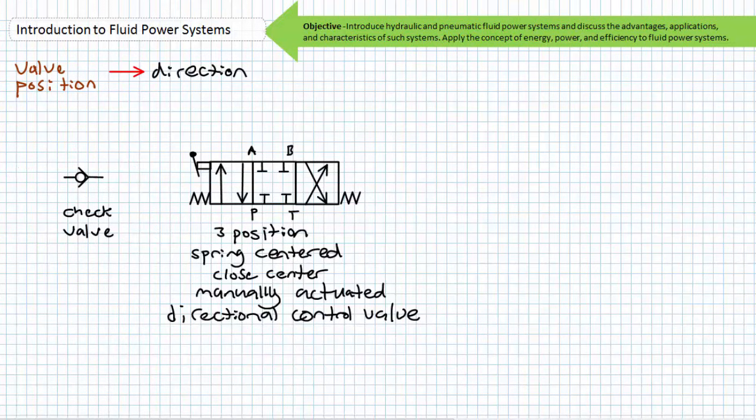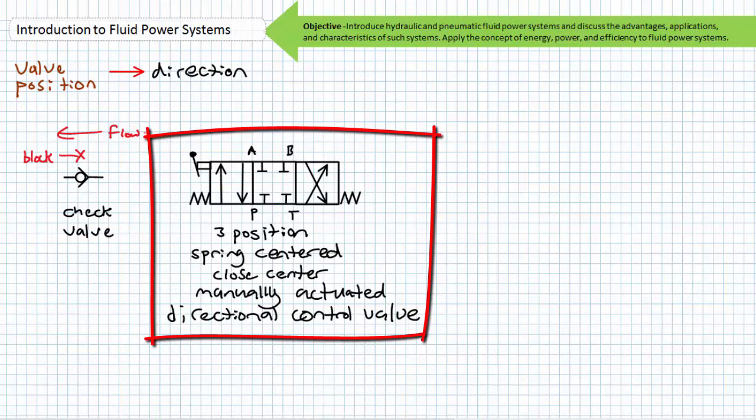Check valves are one-way valves that allow fluid flow in one direction but disallow it in another. The schematic symbol for a check valve looks like a ball in a seat because that's exactly what it is. In the block position, the ball is forced onto the seat and no fluid can flow. In the flow direction, the ball is forced off the seat and fluid can flow.